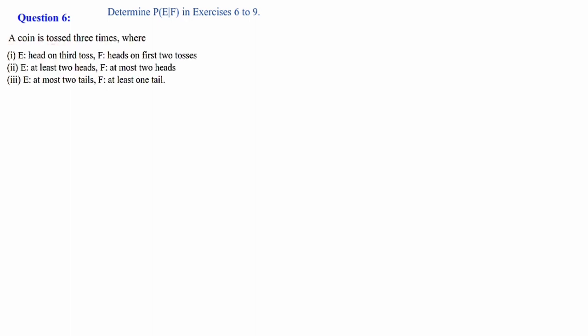Determine P of E given F in exercises 6 to 9. You are asked to find out P of E given F. Question number 6. A coin is tossed 3 times where E and F are defined. E is head on third toss. F means heads on first 2 tosses. E at least 2 heads. F at most 2 heads. E at most 2 tails. F at least 1 tail.